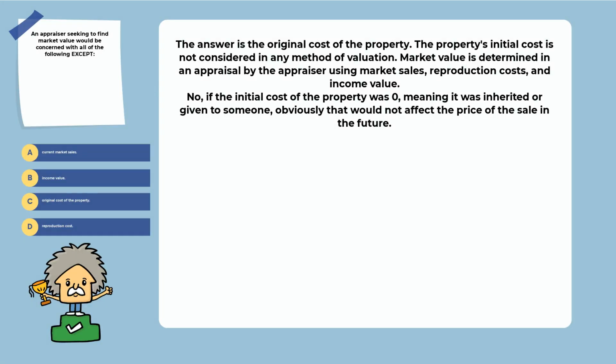Explanation. The answer is the original cost of the property. The property's initial cost is not considered in any method of valuation. Market value is determined in an appraisal by the appraiser using market sales, reproduction costs, and income value. Though, if the initial cost of the property was zero, meaning it was inherited or given to someone, obviously that would not affect the price of the sale in the future.